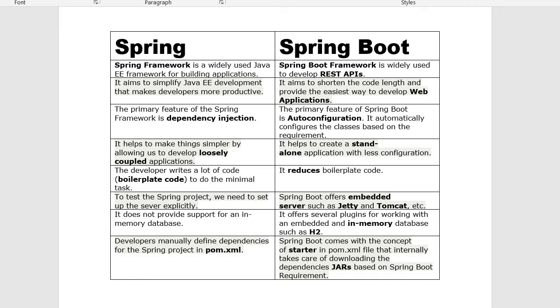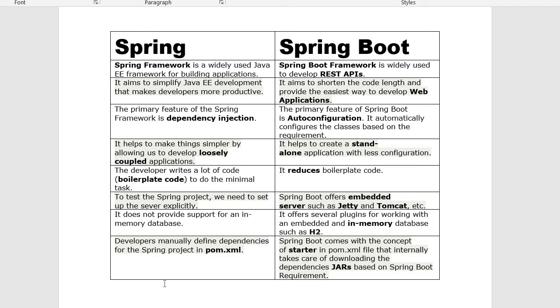Spring helps to make these things simpler by allowing us to develop loosely coupled applications. Spring Boot helps to create a standalone application with less configuration. In Spring, the developer writes a lot of code to do minimal tasks. Spring Boot reduces boilerplate code. In Spring, to test the project, we need to set up the server explicitly. Spring Boot offers embedded servers such as Jetty and Tomcat, etc. Spring does not provide support for an in-memory database. Spring Boot offers several plugins for working with embedded and in-memory databases such as H2.